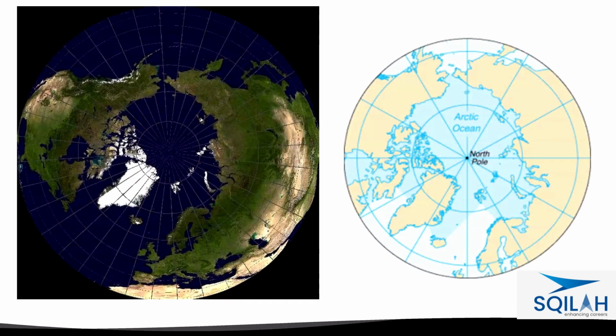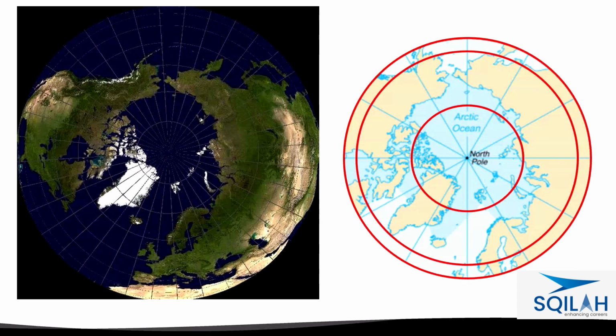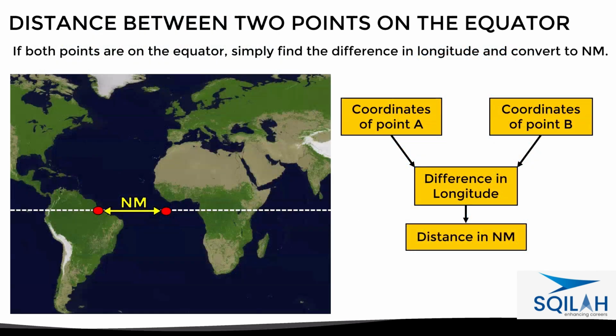This can be seen more clearly if we look at the Earth from one of its poles. As we can see here, the circumference of the parallels gets smaller and smaller as we approach the pole, so that the same angular distance in terms of degrees and minutes will be equivalent to a smaller linear distance in terms of nautical miles. In this order of ideas, if both points are on the equator, we just have to find the difference in longitude and convert it to nautical miles.